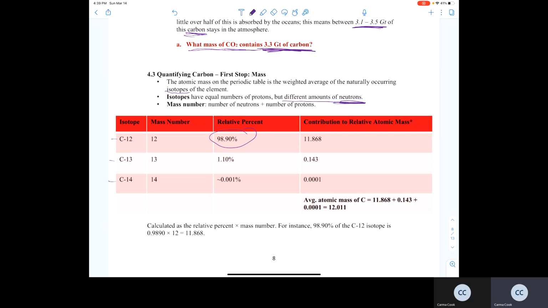So therefore, each one of these isotopes contributes to that atomic mass of 12.011 grams per mole that we see on the periodic table. Carbon-12 contributes 11.868 grams per mole of the total 12.011. And then carbon-13 is 0.143 grams per mole of the total atomic mass. And then carbon-14 is only 0.0001 grams per mole of the total atomic mass. If you add these 3 numbers together, you'll get 12.011. And so you may say, well, how did we get these numbers?